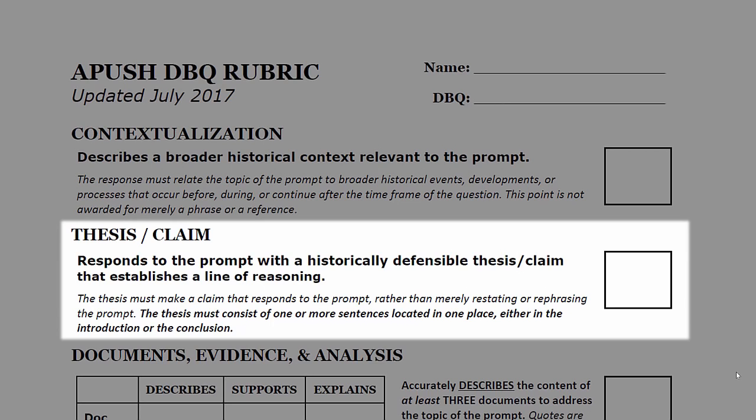something that responds to the prompt with a historically defensible thesis or claim that establishes a line of reasoning. The thesis must make a claim that responds to the prompt rather than merely restating or rephrasing the prompt. The thesis must consist of one or more sentences located in one place, either in the introduction or the conclusion.